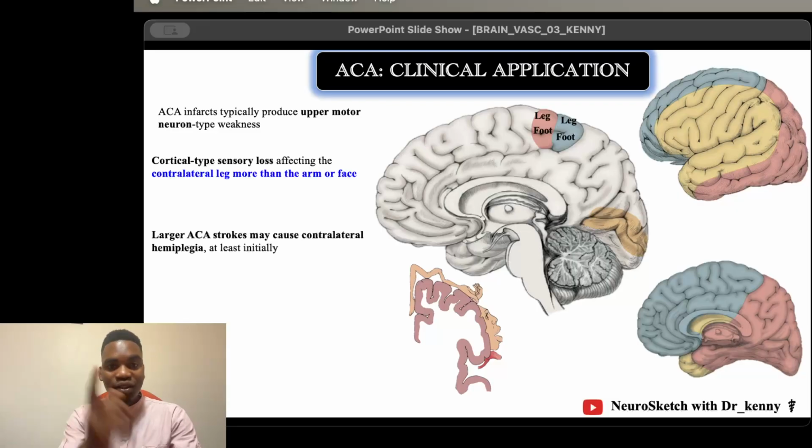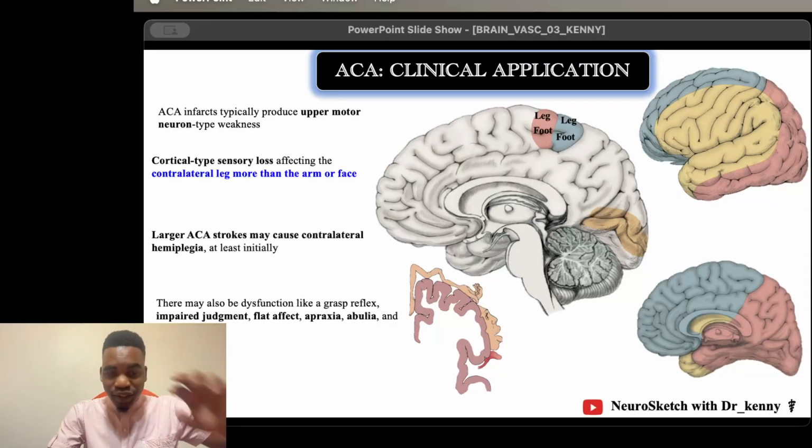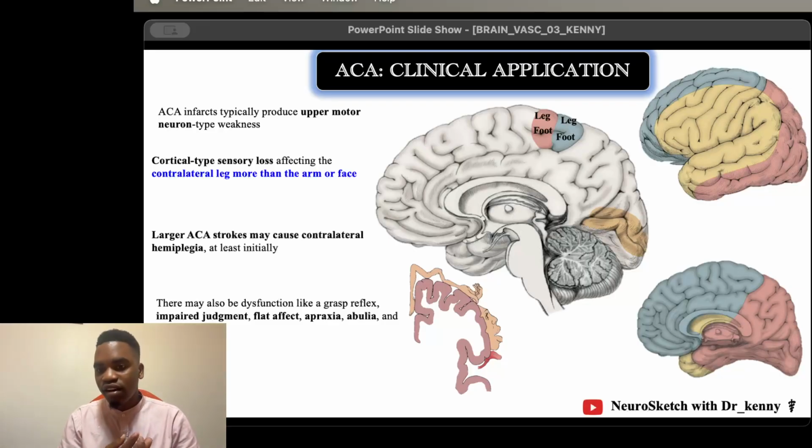Why? Because it also involves the internal capsule. If you have a larger stroke of the anterior cerebral artery that involves the internal capsule, we know what passes in the internal capsule, so that's sort of repetition. And because it supplies the whole of the frontal lobe, the medial side and the lateral side, it can have effects like impaired judgment and flat affect. So all those higher cortical functions of the brain will be affected. Remember, that is the frontal lobe.